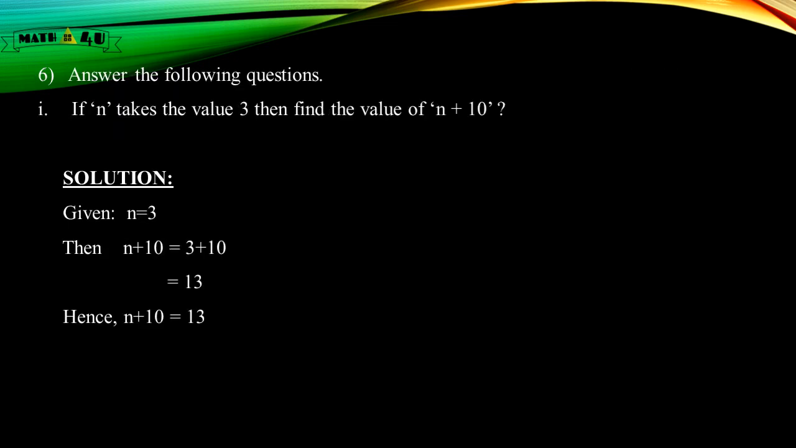Answer the following questions. If n takes the value 3, then find the value of n plus 10. Given n is equal to 3. n plus 10 is equal to 3 plus 10. In the place of n, put 3. So it will be equal to 3 plus 10. 3 plus 10 is nothing but 13. Therefore, n plus 10 is equal to 13.